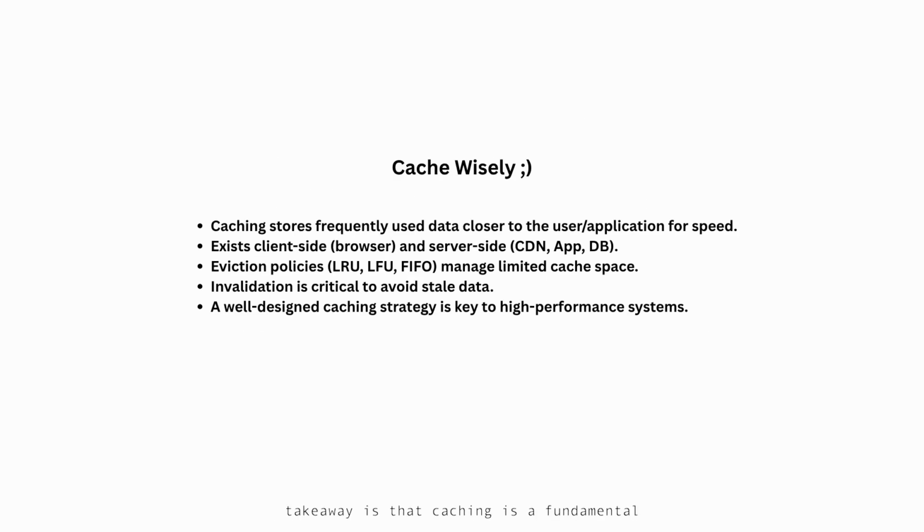So the big takeaway is that caching is a fundamental technique for building fast, responsive, and scalable systems. By intelligently storing frequently accessed data closer to where it's needed, whether that's on the client side or at various points in your server's infrastructure like CDNs, application caches, or database caches, you can achieve dramatic performance gains. Remember to think about your eviction policies to manage cache space, and most importantly, have a solid strategy for invalidation so that your users see fresh data. A well thought out caching layer can be a game changer for your application's performance and user experience.